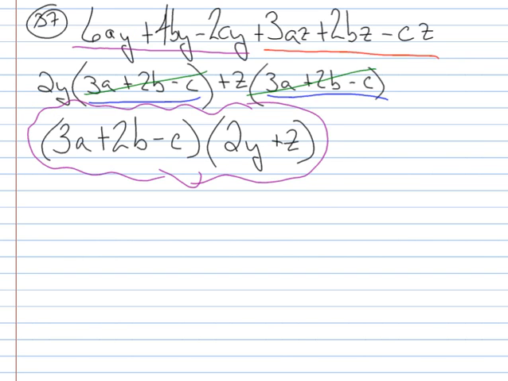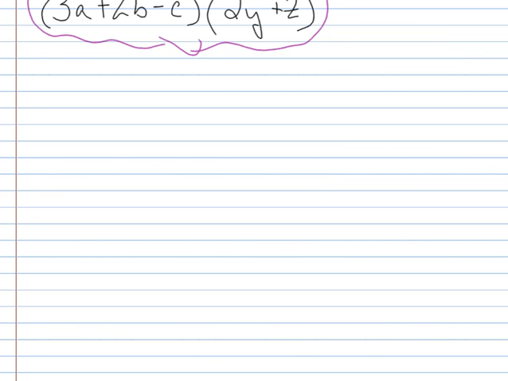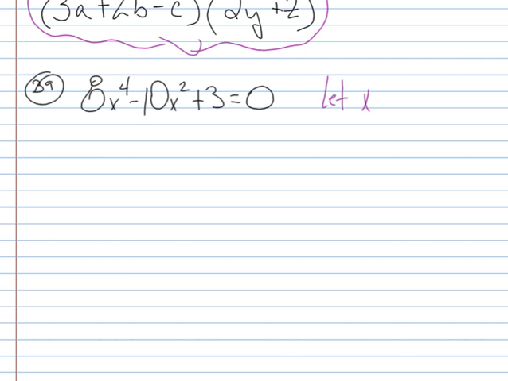Okay. Number 39. There's a little bit of room here. Number 39 says that we have 8x to the 4th minus 10x squared plus 3 is equal to 0. Oh, x to the 4th. I don't like looking at x to the 4th and x squared and stuff. So I'm going to come over here to the side and say, hey, let u equal x squared.